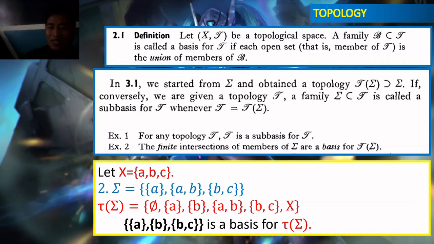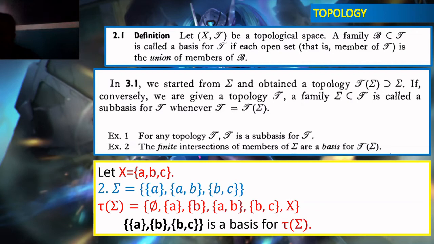But what is this class? Given the topology tau, if we have a class sigma such that the topology generated by sigma is equal to tau, then that sigma is a subbasis for tau. Okay. Example number one. For any topology tau, tau is a subbasis for tau itself.